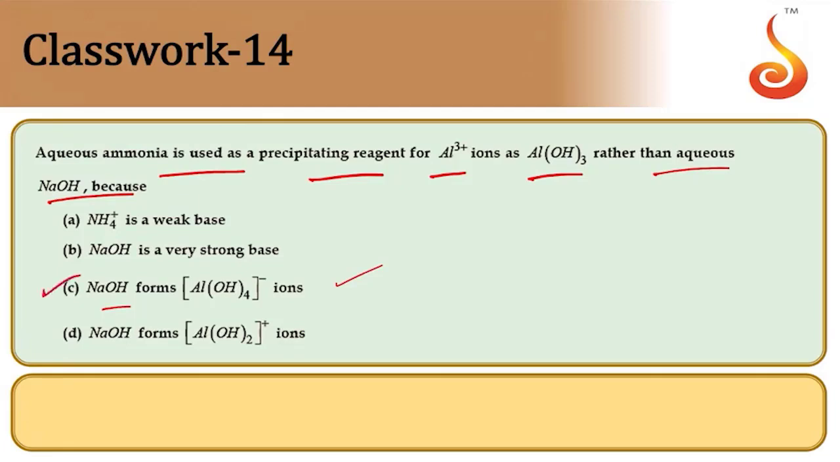NH3 is a weak base, and NaOH is a very strong base, so NaOH forms this. This is a correct statement here. In that situation, this is going to be the answer because it is forming Al(OH)4-. It is not that these statements are not correct. The statements are correct only, but in this situation, this is the answer for us. So answer is option C.